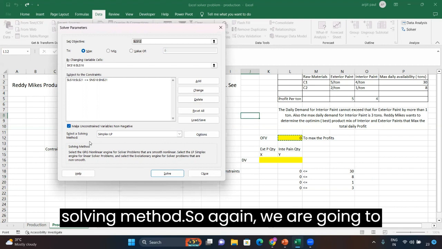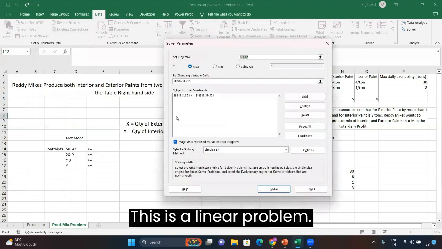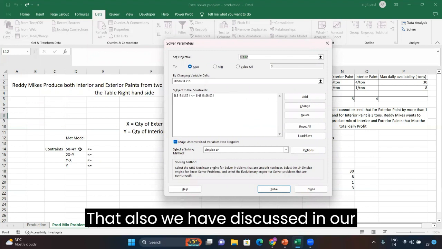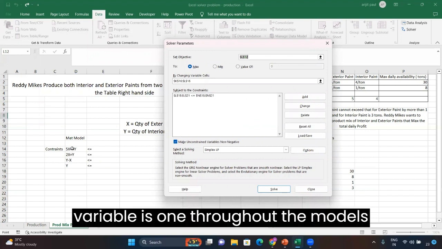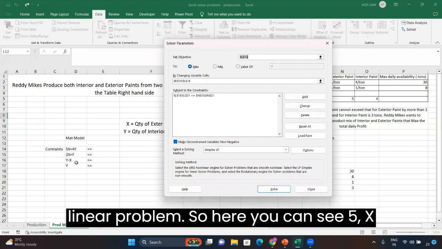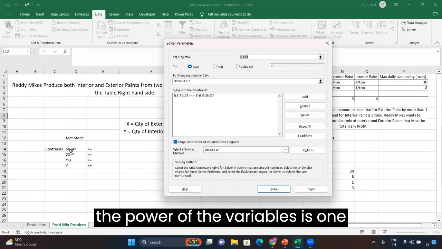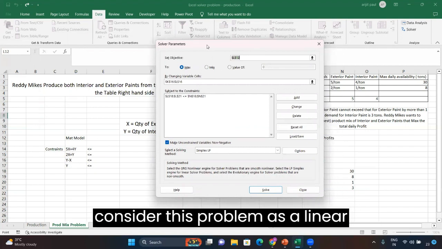Select a solving method. Again, we are going to use the Simplex LP because this is a linear problem. How do we identify a linear problem? We discussed that in our previous session: if the power of the variables is 1 throughout the model, then we can consider that problem a linear problem. Here you can see 5x, 4y, 2x plus y, y minus x, y. The power of the variables is 1 throughout this model. That is why we consider this problem a linear problem.